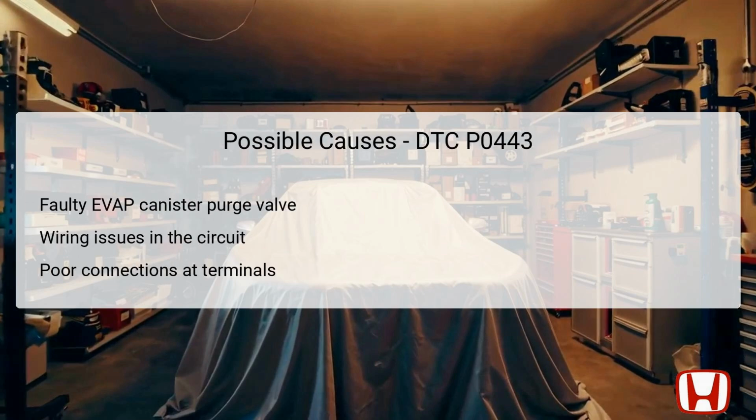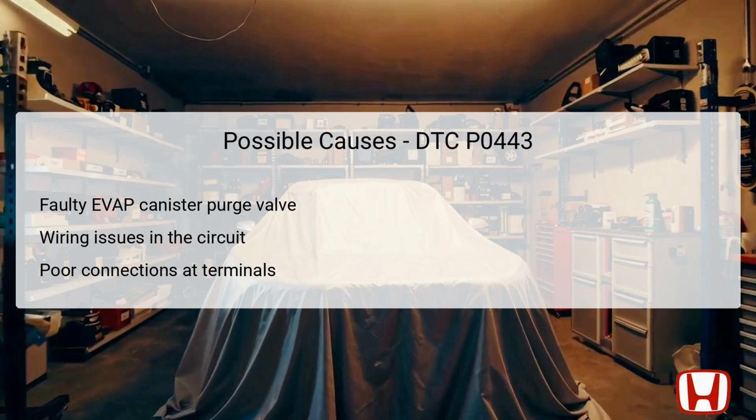Several factors may cause DTC P0443 to be triggered. A faulty EVAP canister purge valve is the most common reason. If the valve is stuck open or closed, it cannot perform its function correctly. Wiring issues within the circuit can also lead to interruptions, often resulting from frayed wires or shorts.